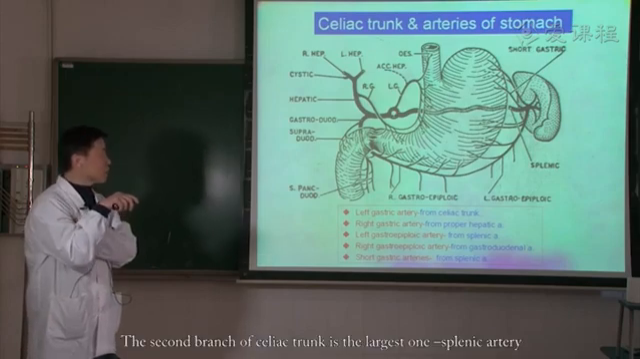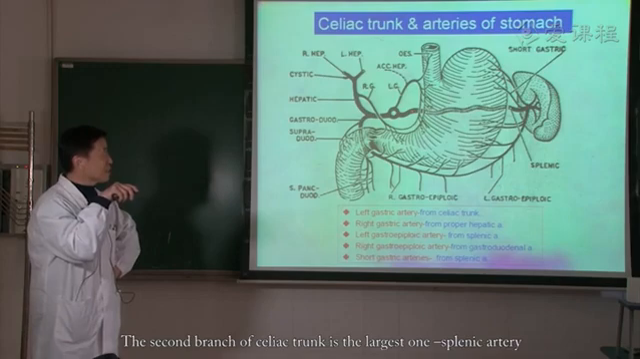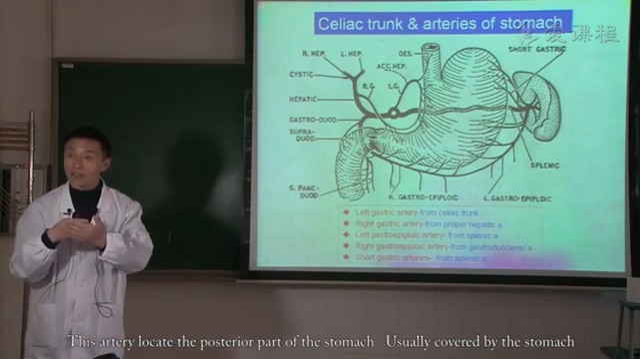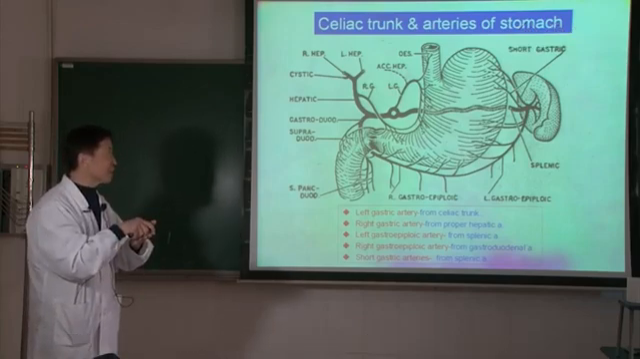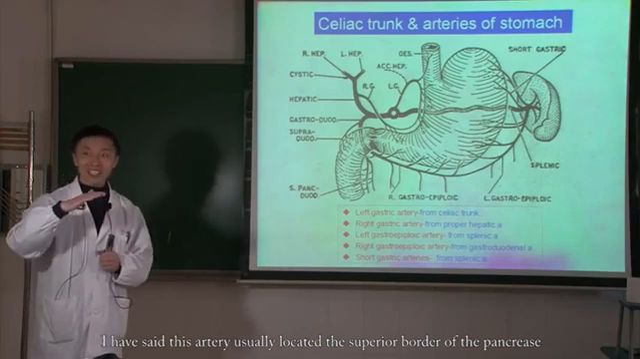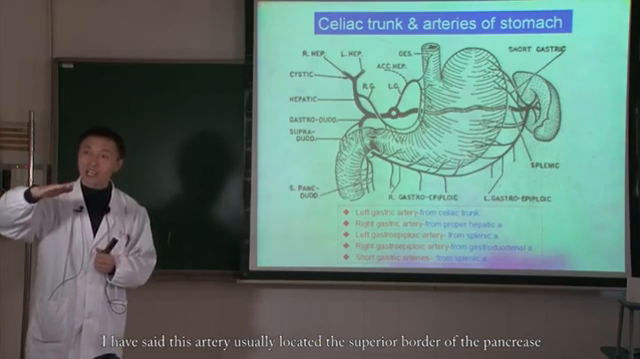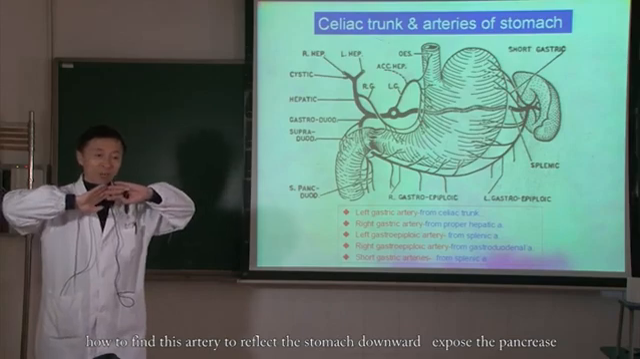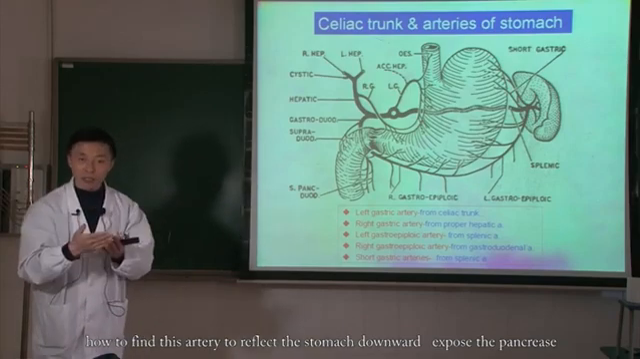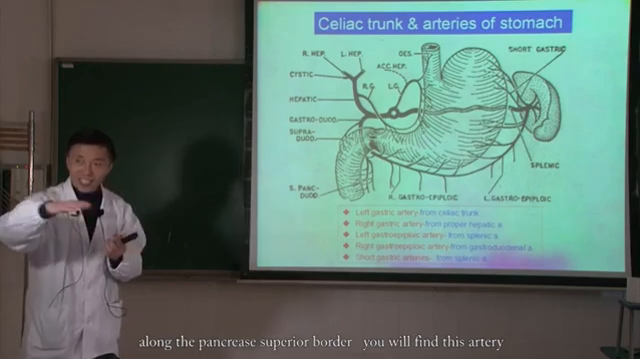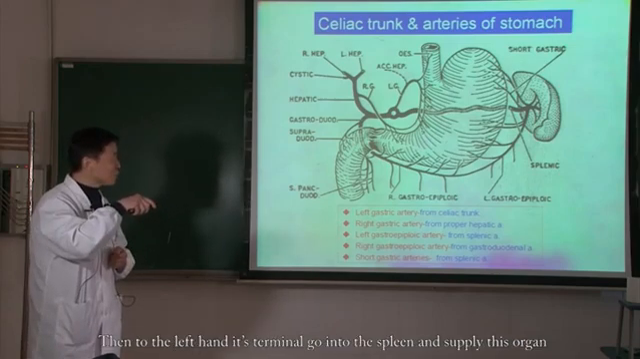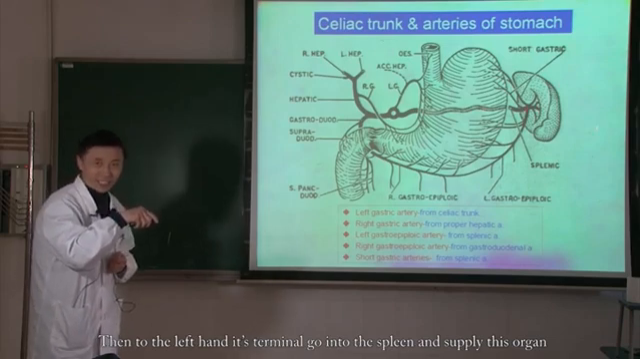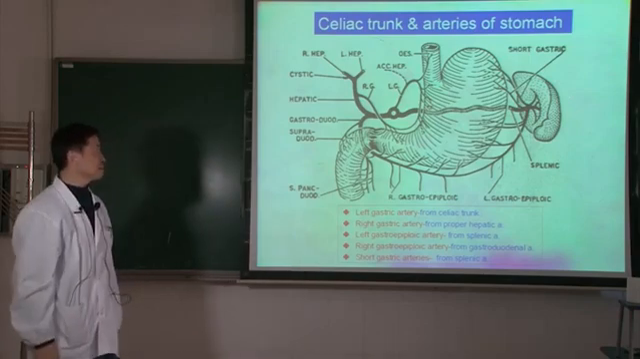The second branch of the celiac trunk is the largest one, the splenic artery. This artery is located in the posterior part of the stomach, usually covered by the stomach. I have said this artery is usually located along the superior border of the pancreas. How to find this artery? Reflect the stomach downward to expose the pancreas. Along the pancreas superior border, you will find this artery. Then to the left, the terminal end goes into the spleen and supplies it.